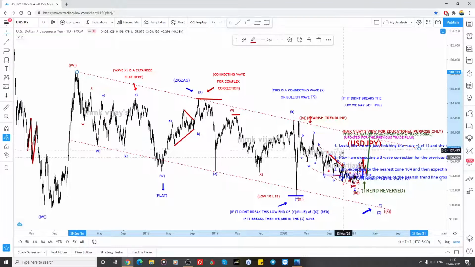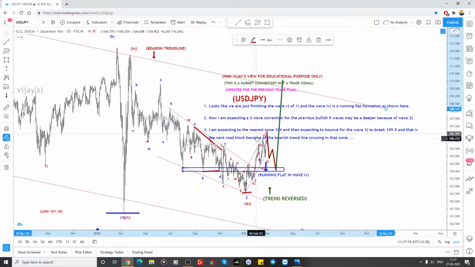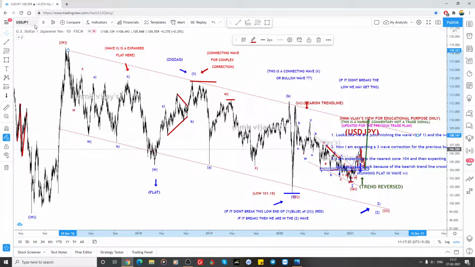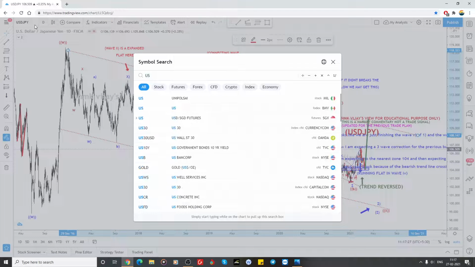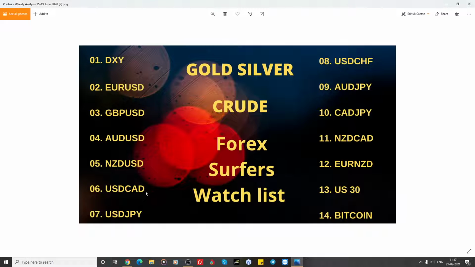This bearish trend line is crossing here at 109.5. So be careful, because this could be a B, C, which means we may again get a deeper correction also. After that, USD CAD also finished, UJ, UHF.